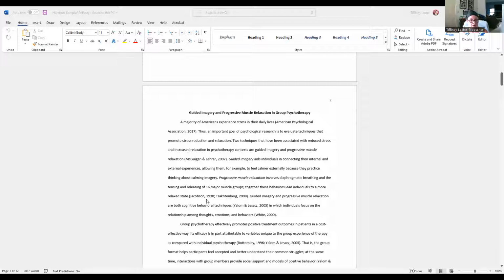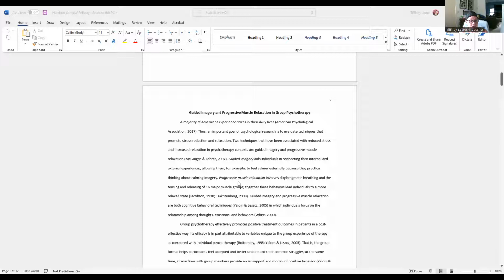Oh, citation. We actually have two sources to cite here. Probably the information about guided imagery came from this first source, and the information about progressive muscle relaxation came from this source. But I can find both of them on the references page by looking for the entry that starts with Jacobson and then looking for the entry that starts with Trachtenberg.